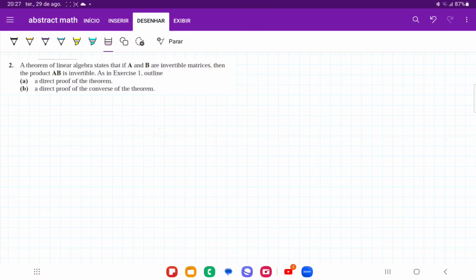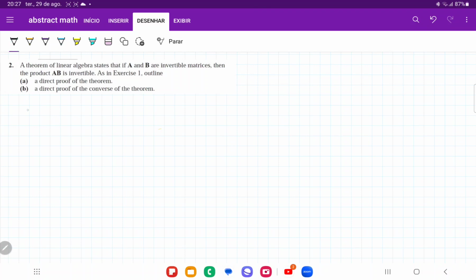So for number 2, they want us to outline a direct proof of this theorem that says if A and B are invertible matrices, then the product AB is invertible. So they want a direct proof of the theorem and then a direct proof of the converse of the theorem.